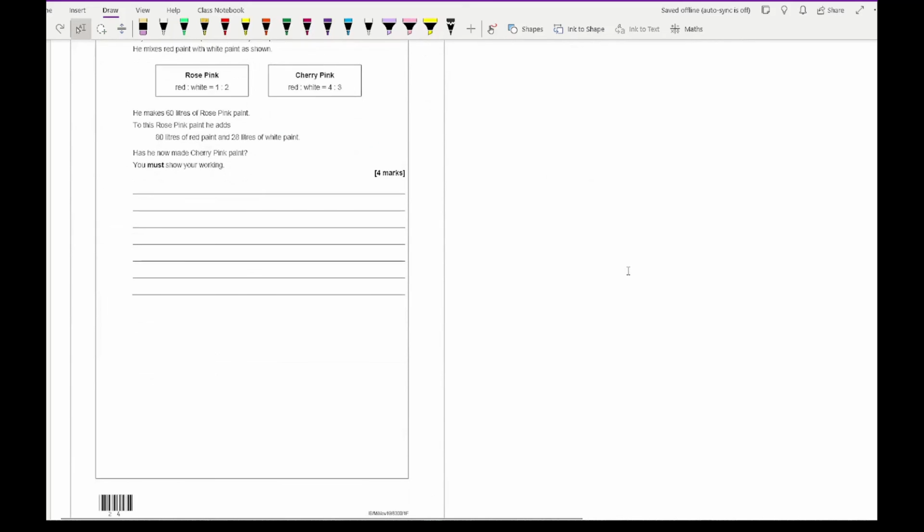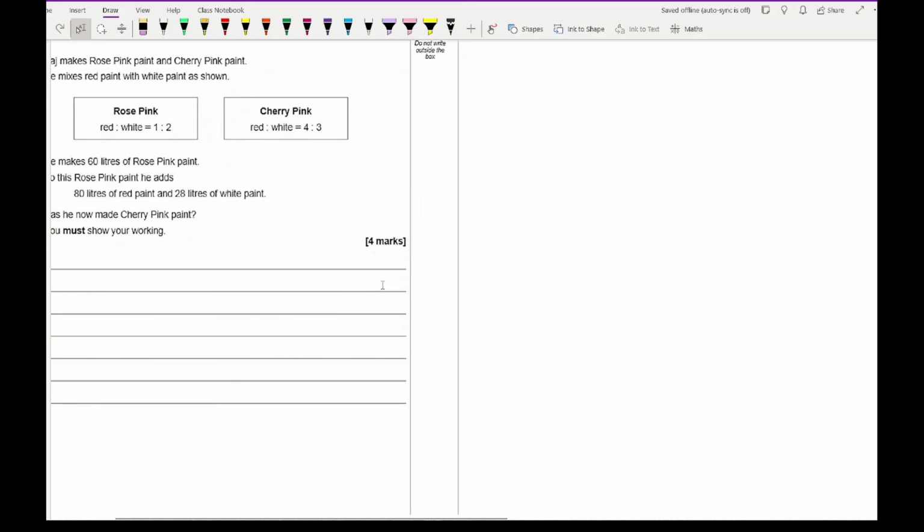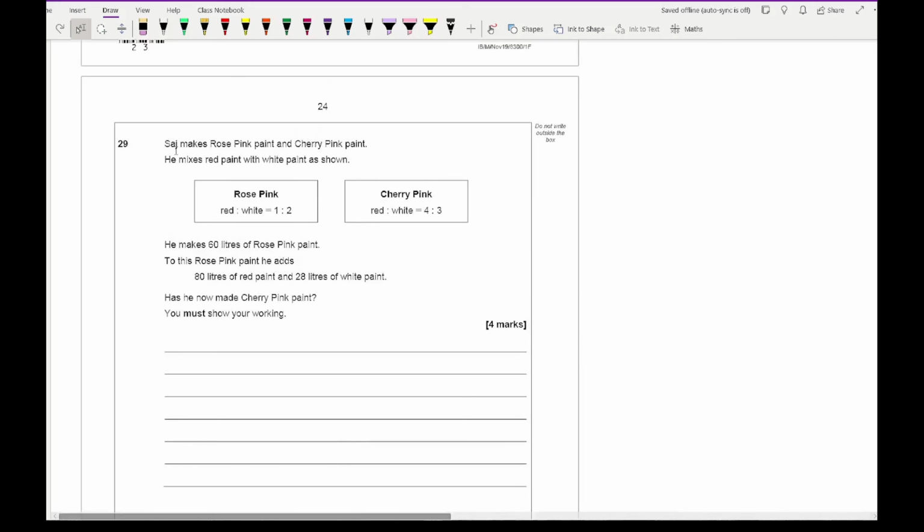And then moving on to the latter parts of the question. Let's just zoom in. These questions are going to be like the starting questions on the higher paper. It says that Saj makes rose pink paint and cherry pink paint. He mixes the red paint with the white paint as shown. He makes 60 litres of the rose paint. To this rose paint, he then adds 80 litres of red paint and 28 litres of white paint. Has he now made cherry pink paint? And we must show our working out for this.